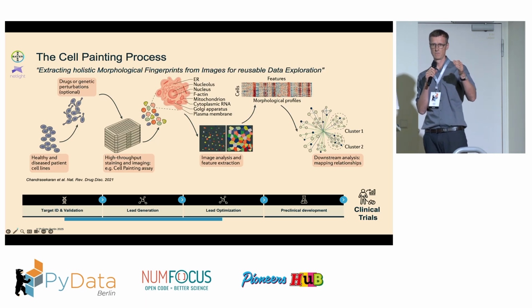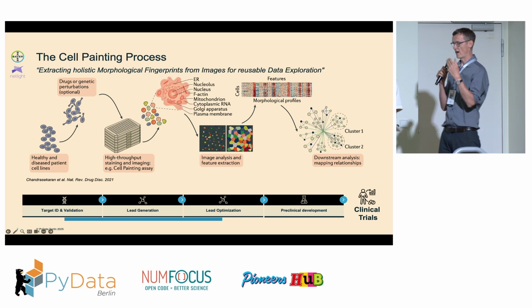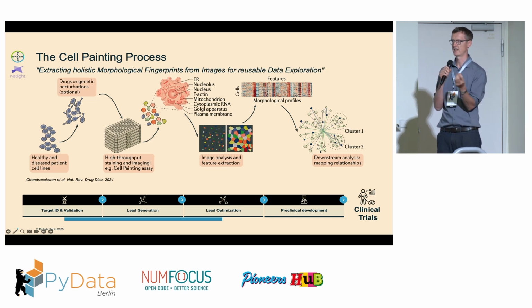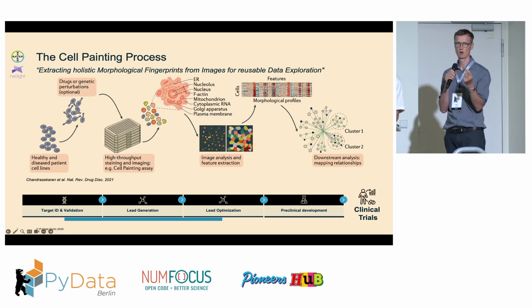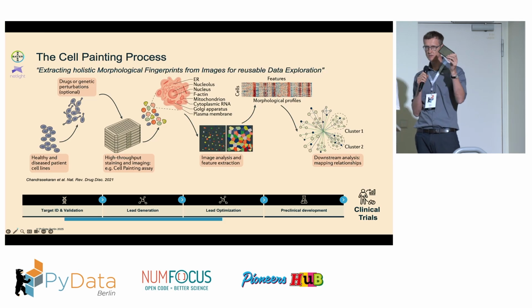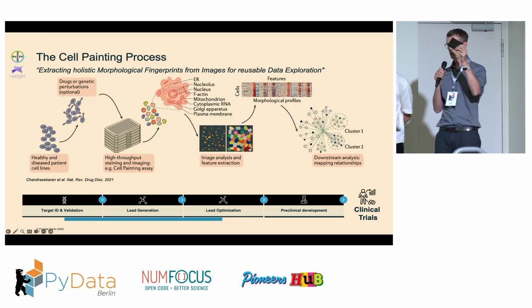And now what we do is we take these images and create a numeric representation of the images that represents what's actually happening to the cells in a well. So how does their morphology change? That's why we call these representations morphological fingerprints. And so we have one fingerprint for each well, which we call well profiles.